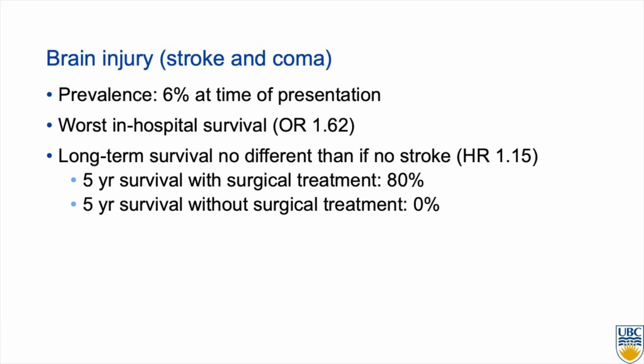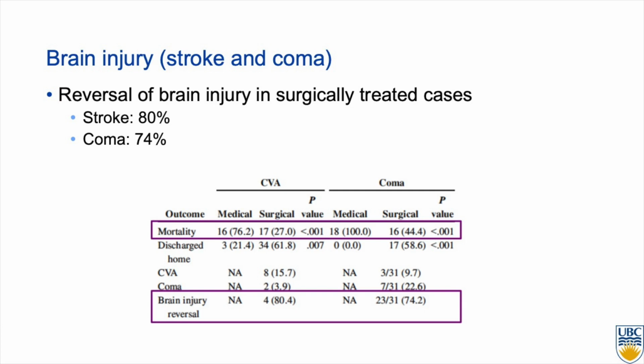The next topic is patients coming in with brain injury. It affects about 6% of patients. These patients unfortunately have worse perioperative survival, but once they're out of the hospital, their long-term survival is no different from patients without preoperative brain injury. With surgery, about 80% of patients presenting with stroke will have reversal of such brain injury, and about 74% of patients coming with coma will have reversal of this brain injury, whereas there will be no reversal if surgical treatment is not offered. Therefore, there is a clear advantage of surgery there.